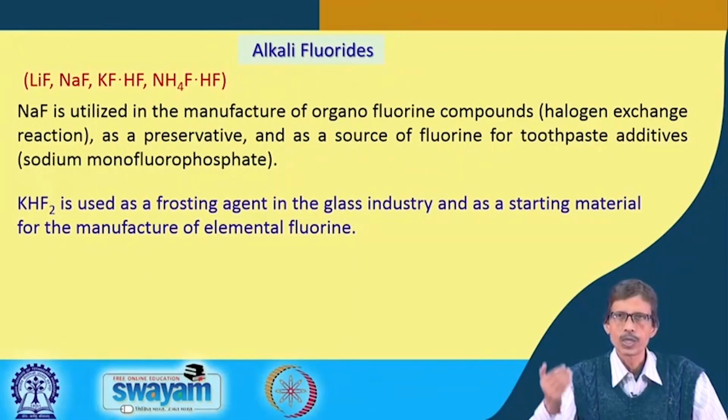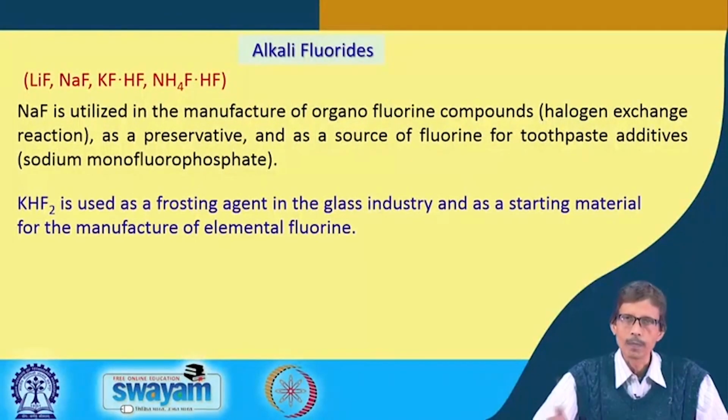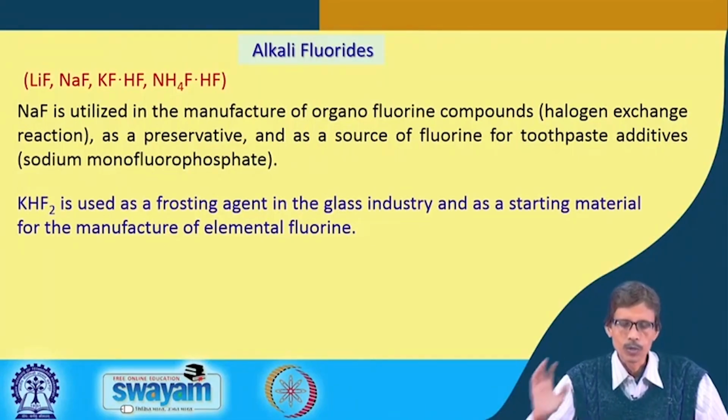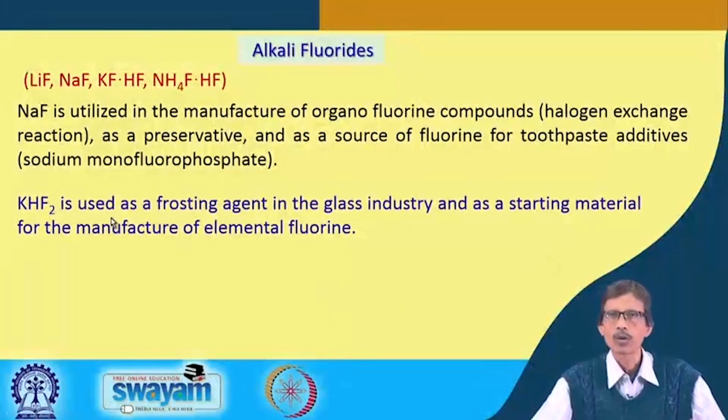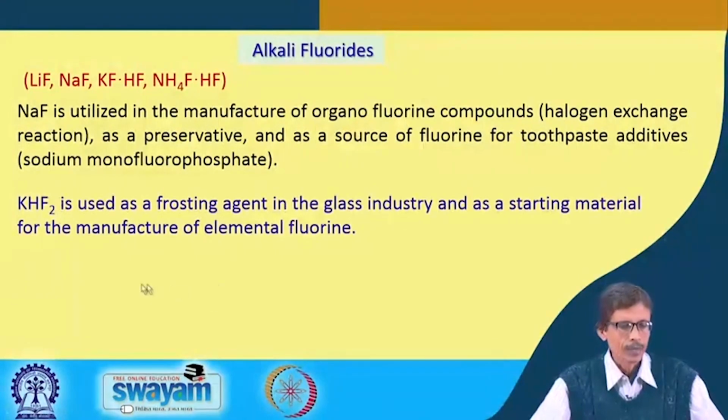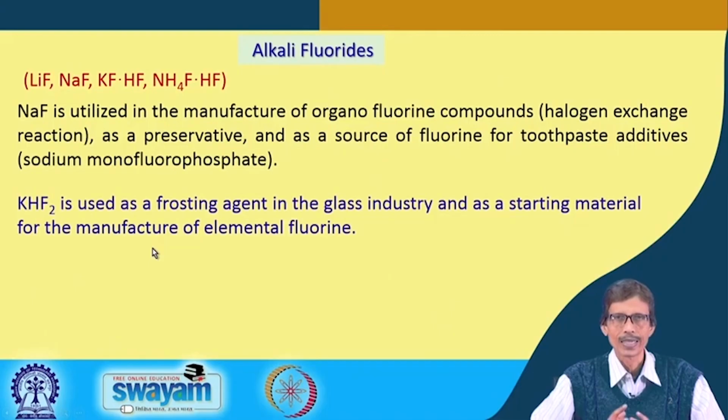And sometimes, if you require a frosted glass, you require that the surface is basically attacked by only potassium bifluoride. So, potassium bifluoride, say simple painting, also sometimes can be helpful to give you the frosted glass formation. So, the glass industry is using a huge amount of this particular fluorine based compound, and it can also be a very good material for the manufacture of elemental fluorine or fluorine gas.